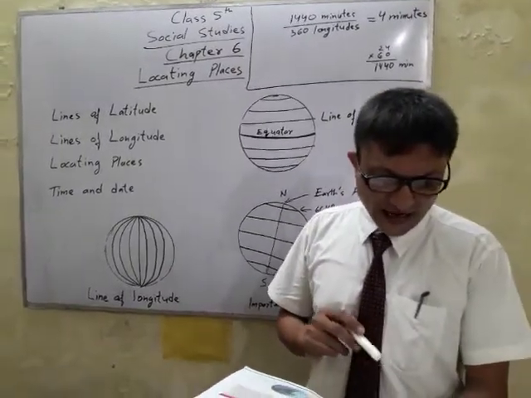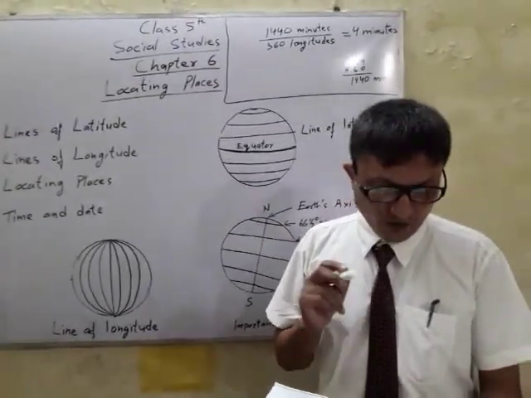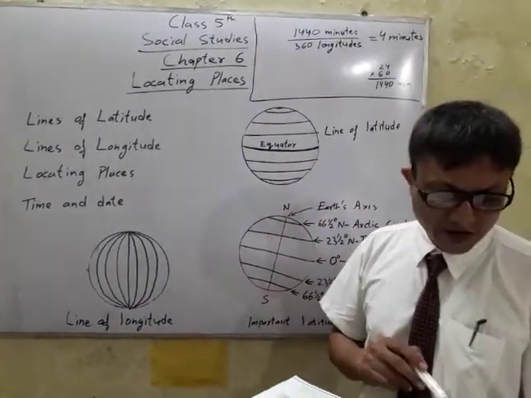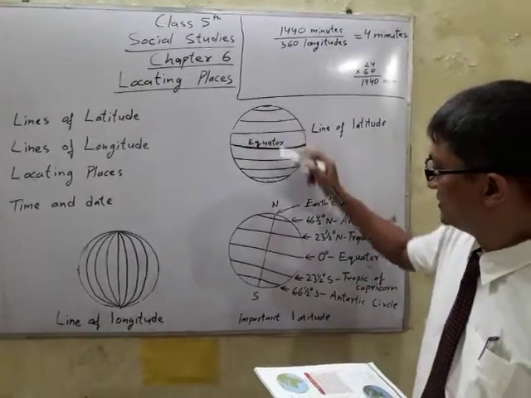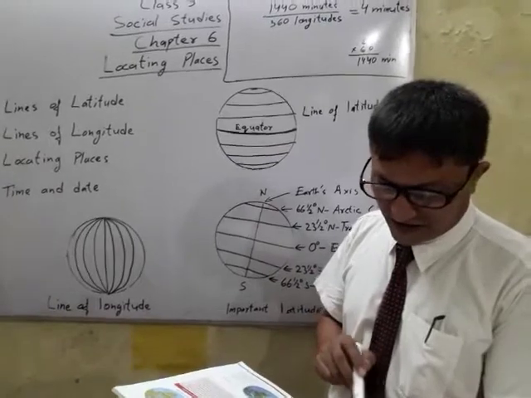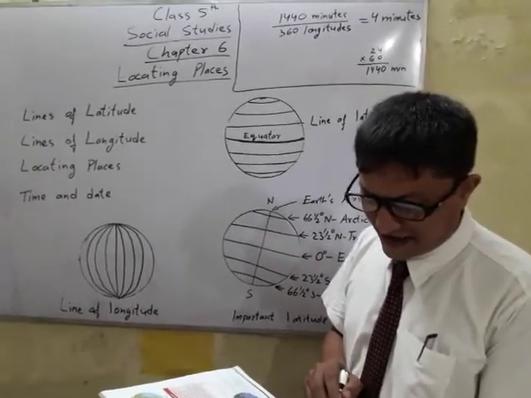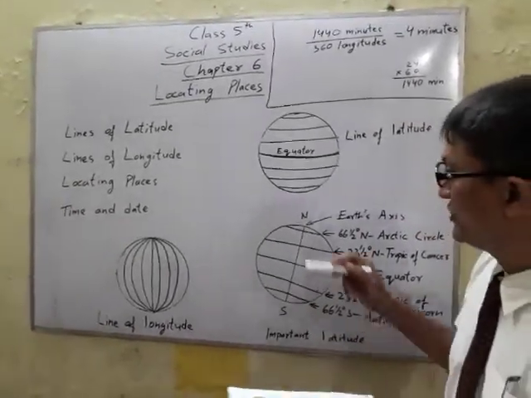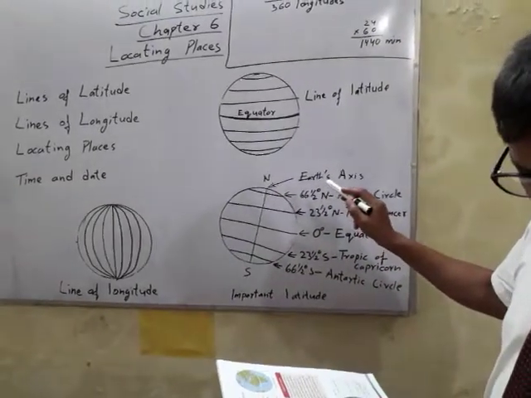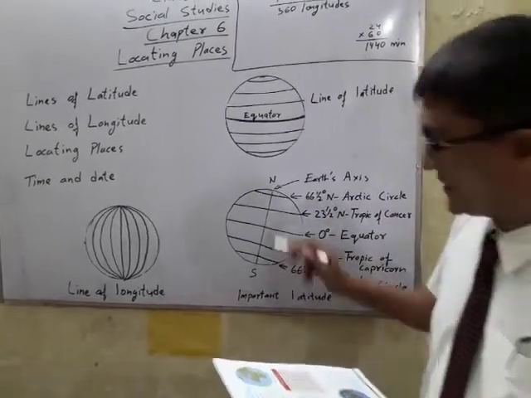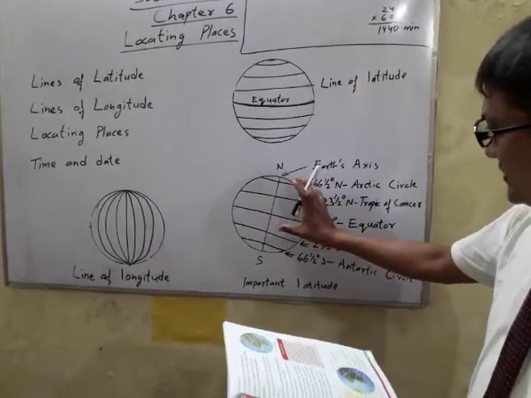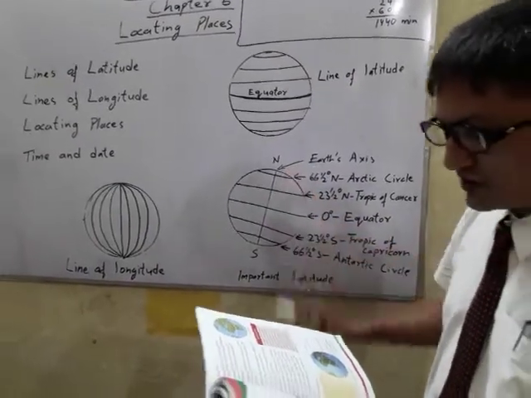We all know that the earth rotates on its axis from west to east. The end points of the axis are called poles, which are fixed. The earth's axis is tilted at an angle of 23.5 degrees to the vertical.